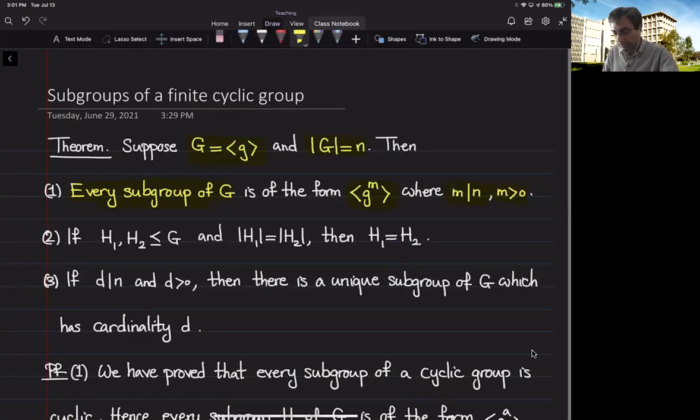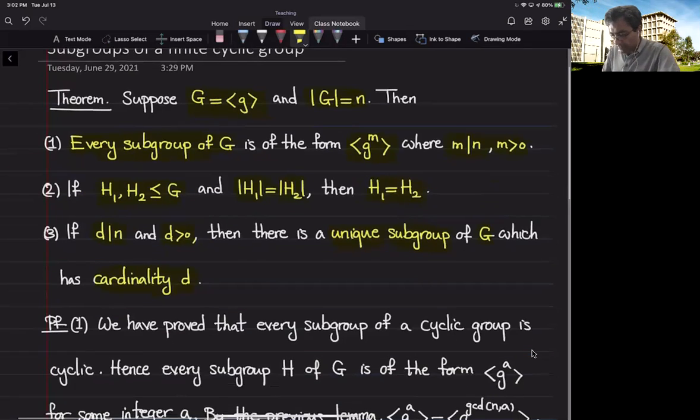Now, an important fact is that if I give you two subgroups of this cyclic group, if they have the same cardinality, all of a sudden they are the same groups. So the cardinality of subgroups uniquely determines the subgroup. Now, finally, if d divides n and is a positive divisor, then there is a unique subgroup of G which has cardinality d. So there is a bijection between positive divisors of n and subgroups of G.